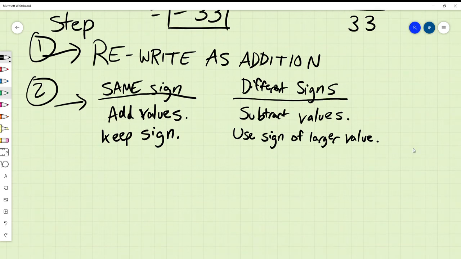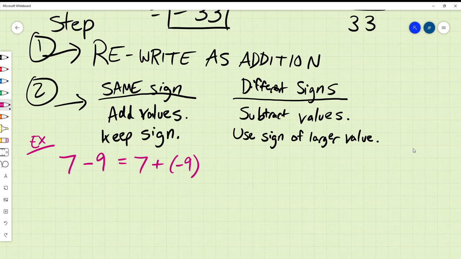So again, let's look at a couple more examples. Say this is another example: 7 minus 9. I'm going to rewrite that as an addition problem, just because it's easier if it's all addition. So we'll say 7 plus negative 9. If I'm doing minus 9, that's the same as saying plus negative 9.